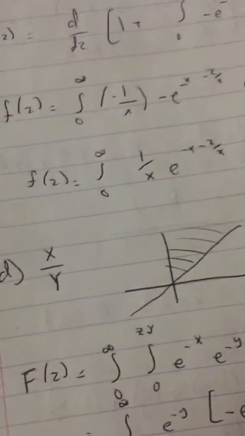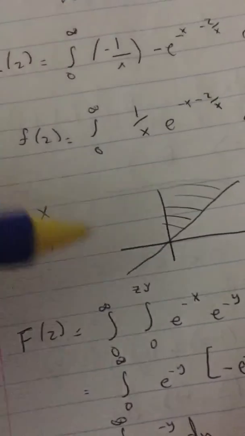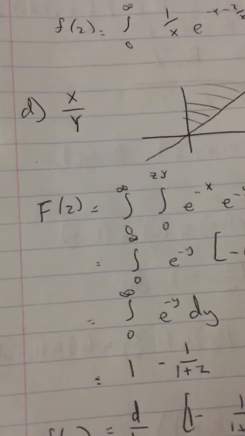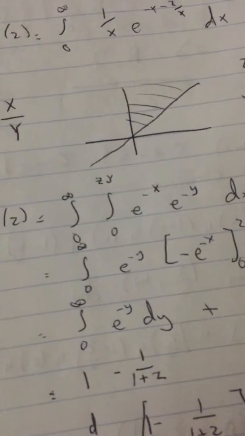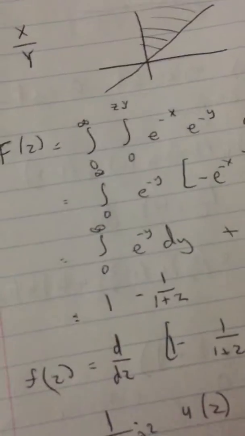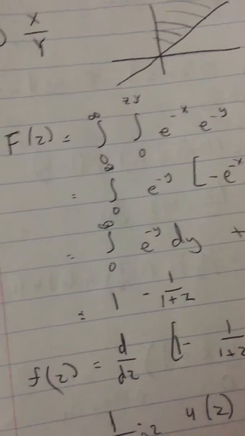Okay, now find the quotient x over y. Use a similar process. This will be the graph. Z equals x over y, so y equals x over z, and we have to find this area over here. Again using big F of z, the bottom limits are 0, top limits are infinity and zy, and again e to the negative x, e to the negative y dy. Play around with the integral a little bit, you get 1 minus 1 over 1 plus z.